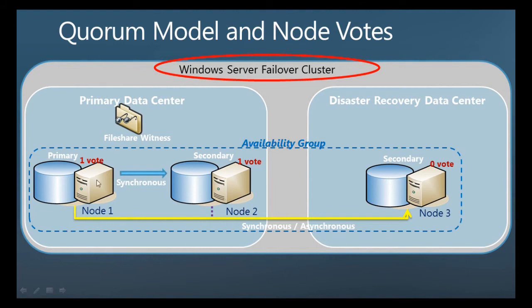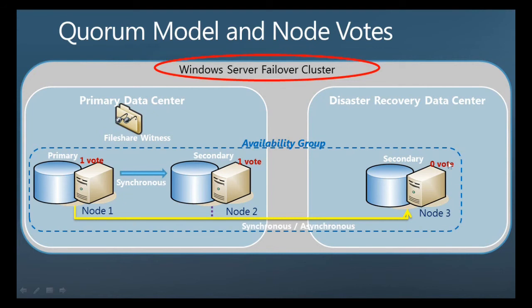Now we give the primary node 1 vote, and we give the secondary 1 vote because we want to have automatic failover between these two. We give the DR side node 0 vote because we don't have a plan for automatic failover on top of that, and it's a DR side. You do not want the DR side to impact your cluster health status if you lose your DR side. So that's why I gave it 0 votes.